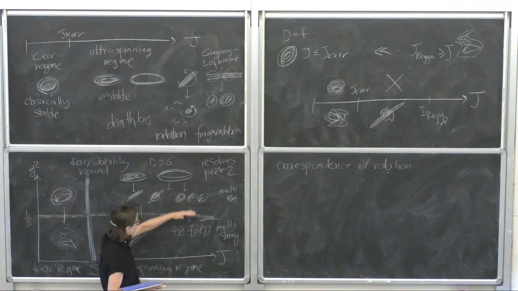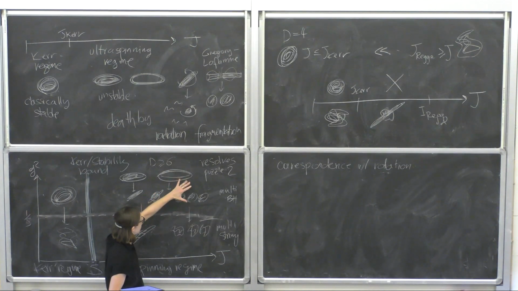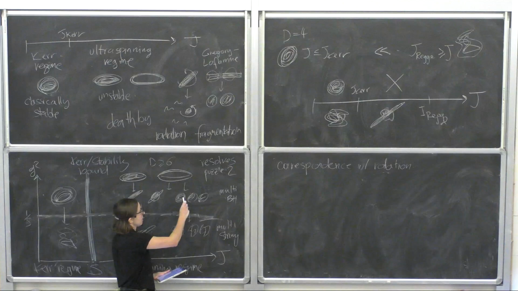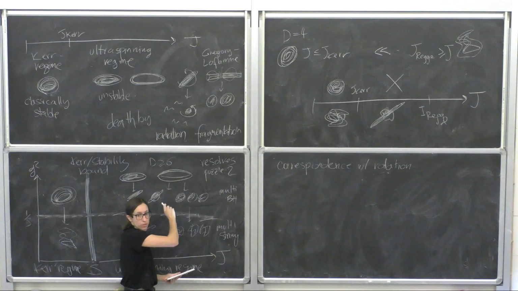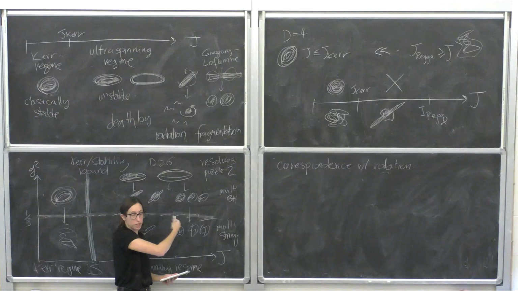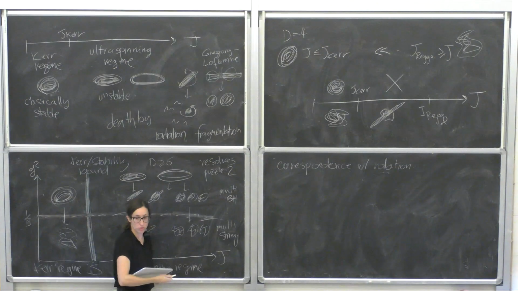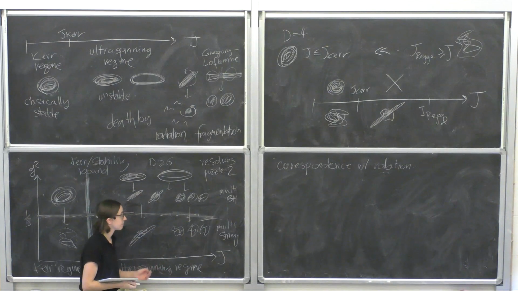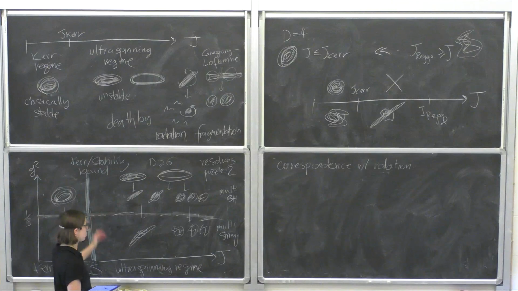Here what I've been saying is that these objects will also spin down. So these components of the string will also spin down. And then they will transition into this multi-component string. It's hard to draw everything in a diagram.